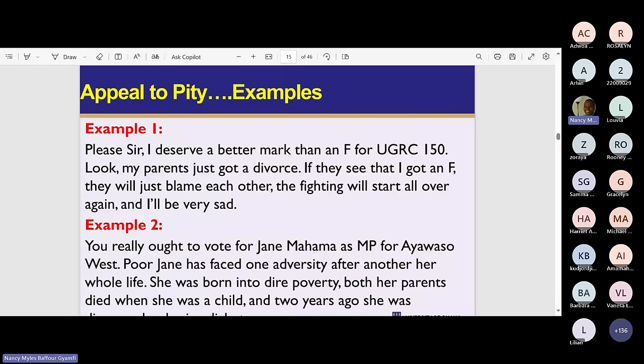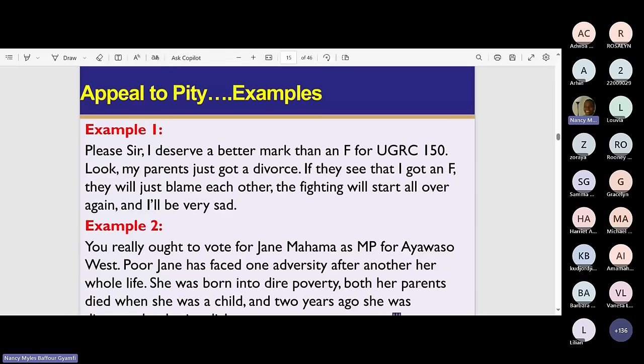So what is appeal to pity? We have a good example in the slides. Please keep your hand up if you want to read. Okay, I see only Ajua and Rooney. I think we have a bigger class, so we can have alternative reads. So raise your hand and keep your hand up. Barbara, can read this one for me. Okay, I'm going to project. Please read example one.